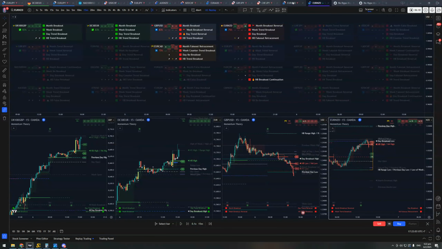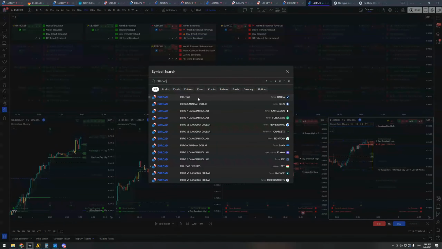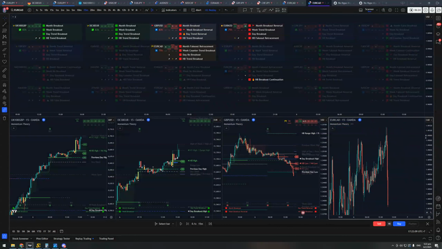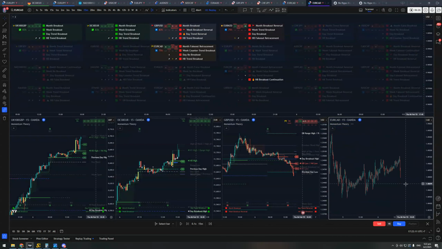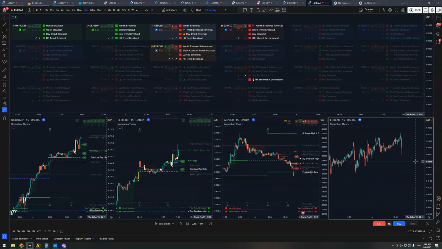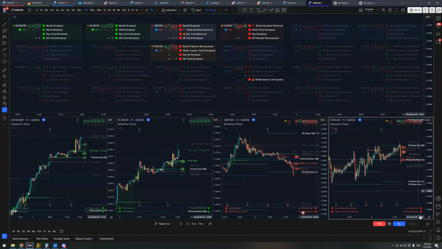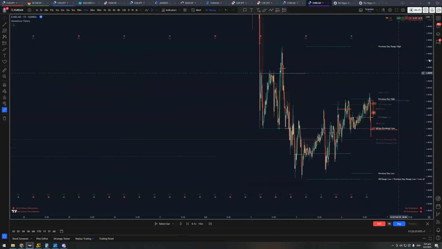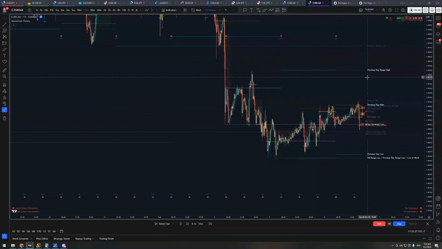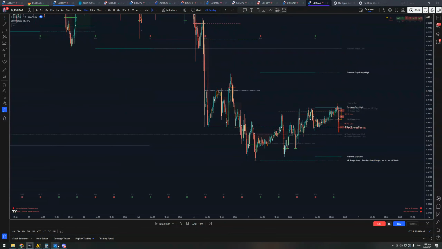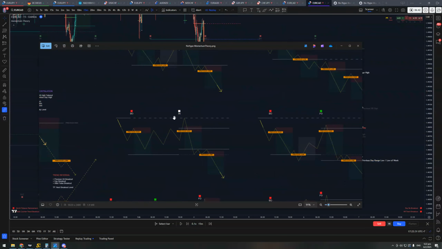EuroCAD, that's a range setup. So let's see how EuroCAD looked like at the time. Okay, EuroCAD range setup. That means we have a breakout bar followed by an inside day. So that is a setup for me. Breakout bar followed by an inside.